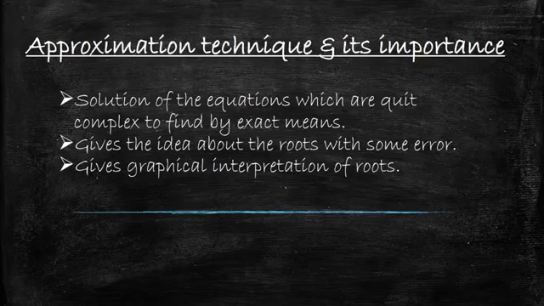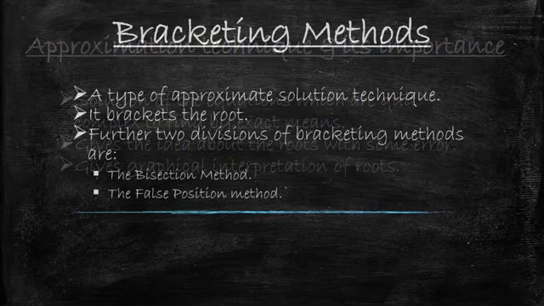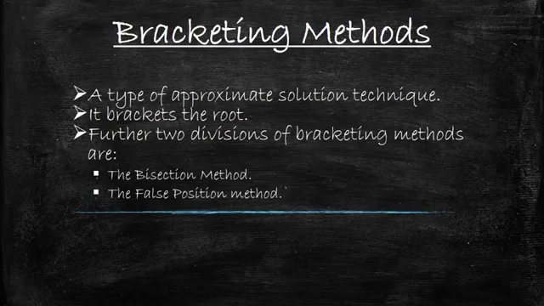Coming to bracketing methods, this is a type of approximate solution technique. This brackets the roots, means the root is bracketed in between the maximum and minimum values. Then we iterate it several times to come closer and closer to the roots. There are further two divisions of bracketing methods. Number 1, bisection method. Number 2, false position method. It is also called regula falsi method.